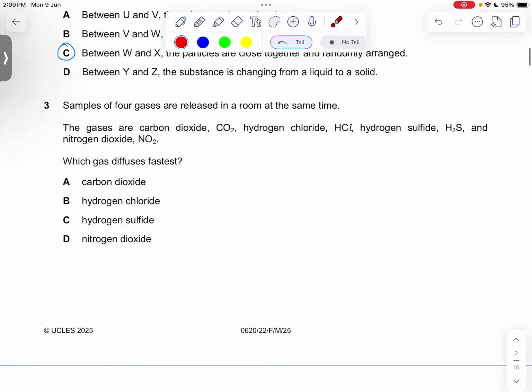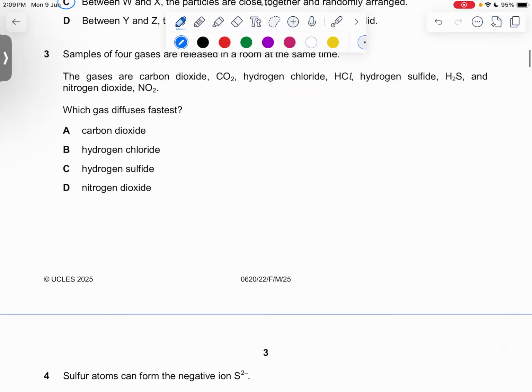Okay. Next question. Samples of four gases are released in a room at the same time. The gases are carbon dioxide, CO2, hydrogen chloride, HCl, hydrogen sulfide, H2S, nitrogen dioxide, NO2. Which gas diffuses faster? The one with the least mass. Carbon dioxide, we should remember, has a mass of 44, because it is CO2. I'll write it for you as well. CO2 has a mass of 44. Basically, one carbon has a mass of 12 and two oxygens 16 plus 16. So 12 plus 16 plus 16, that is 12 plus 32, meaning 44.